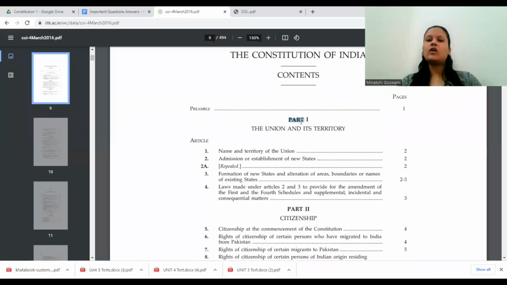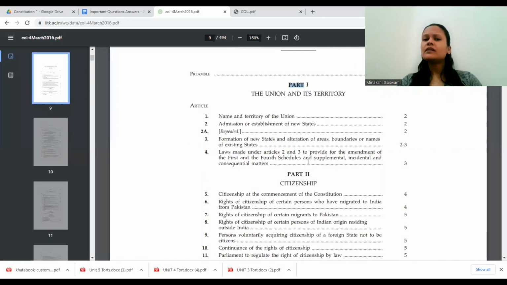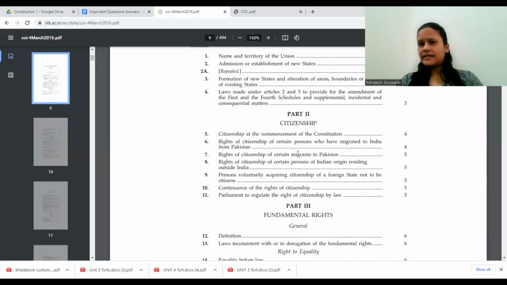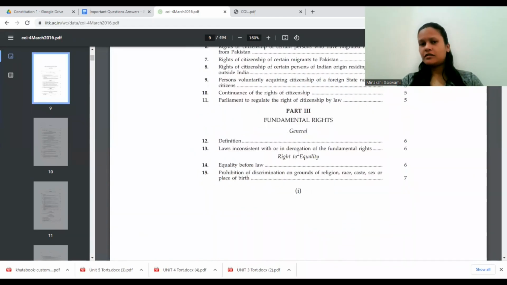When you look at the Constitution, within one part itself, there may be different provisions. Fundamental rights is one concept, so that is given in one part, that is Part 3. When we say fundamental rights, there are different fundamental rights that are given to us. So those different fundamental rights are given in different articles.